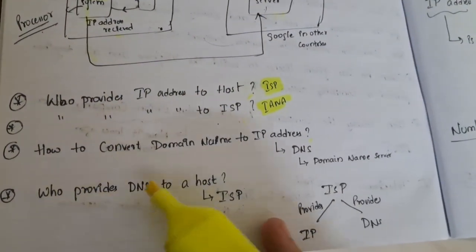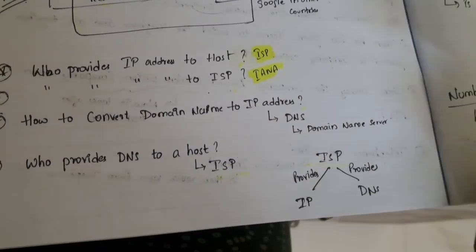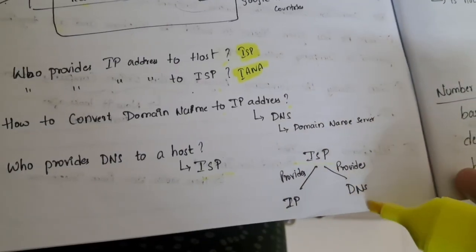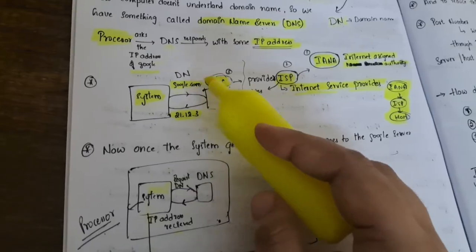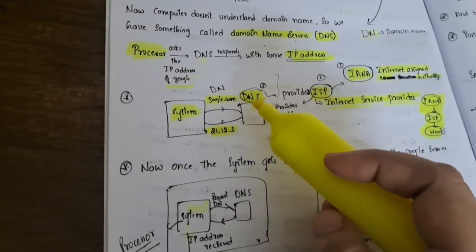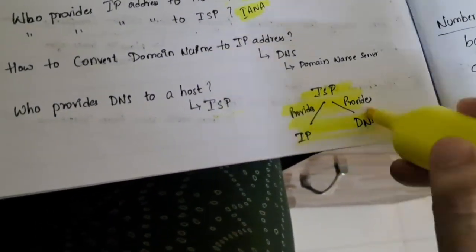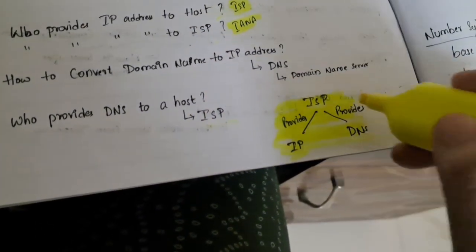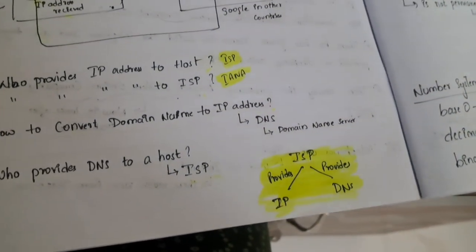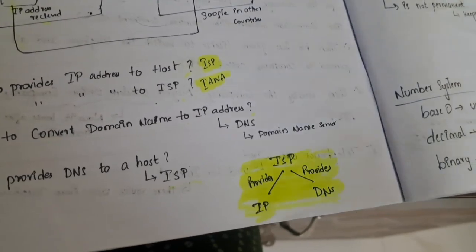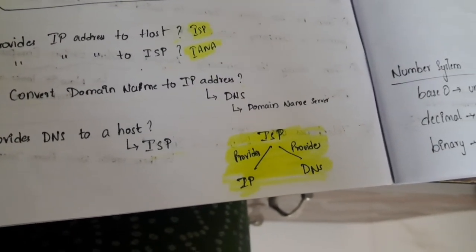Now, who provides DNS to the host? The ISP itself. So what does the ISP do? It will provide the IP address, and at the same time it provides the DNS, the domain name system also. So always remember this also. When you think of the ISP in your mind, remember it provides two things: one is the IP address and the other one is the DNS.